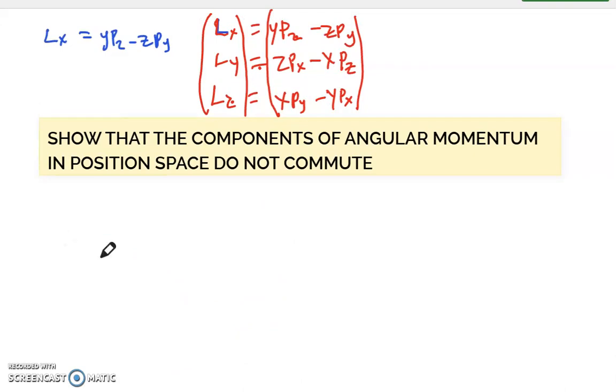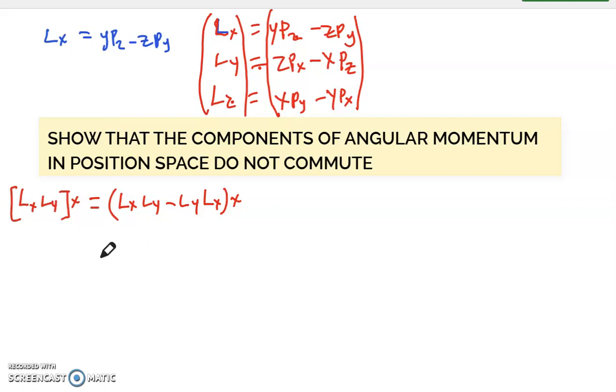In this case, let's take Lx and Ly. We know that if we are taking these two, Lx Ly, and let's say that they are acting on the function x, this will mean that this is equal to Lx Ly minus Ly Lx. Of course, all this is acting on this function x.